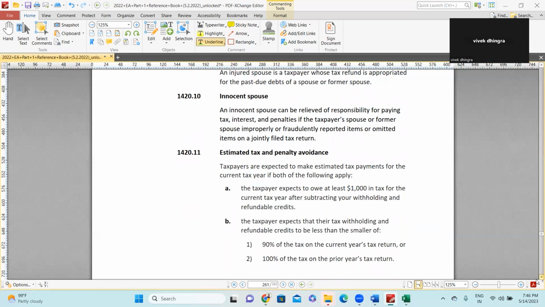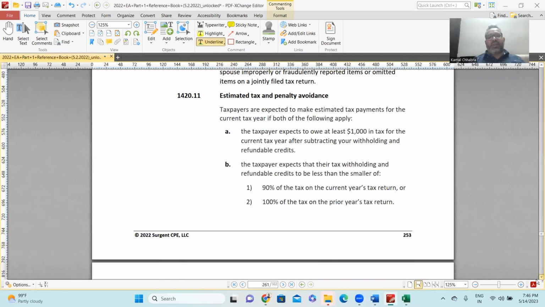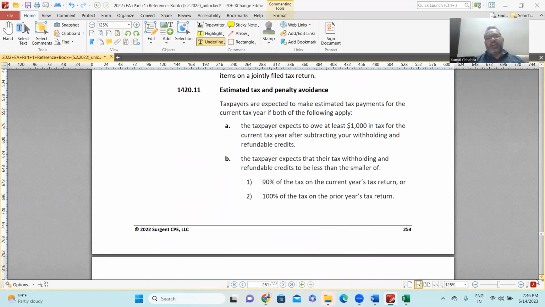Okay, so next one is estimated tax and penalties. Taxpayers are expected to make estimated tax payments for the current tax year if both of the following conditions apply. When you need to make advance tax payment, first, the taxpayer expects to owe at least $1,000 in taxes for the current year after subtracting the withholding tax.